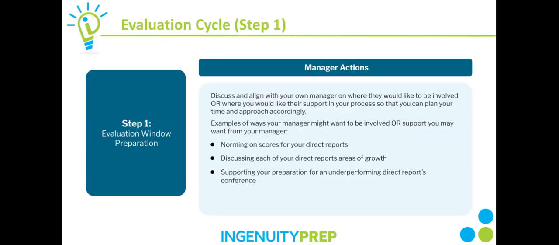Step one is all about preparation for the cycle. As a manager, your action here is to align with your own manager before you dive into evaluations. Where do they want to be looped in? Where might you want or need their support? They may want to collaborate on scoring, talk through staff growth areas, or strategize for conferences with underperformers. The goal of this step is to make a plan for their involvement, avoiding surprises later by planning your time and approach now.